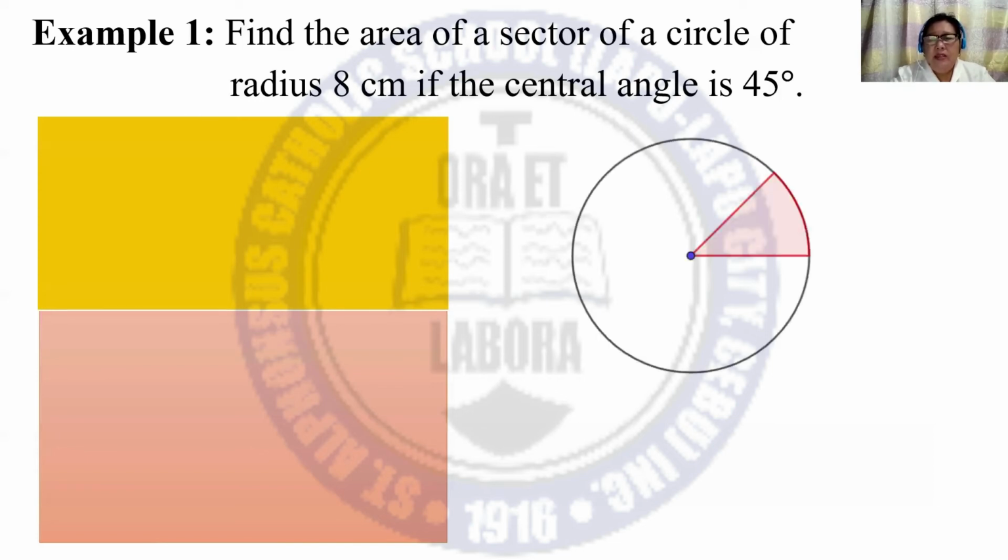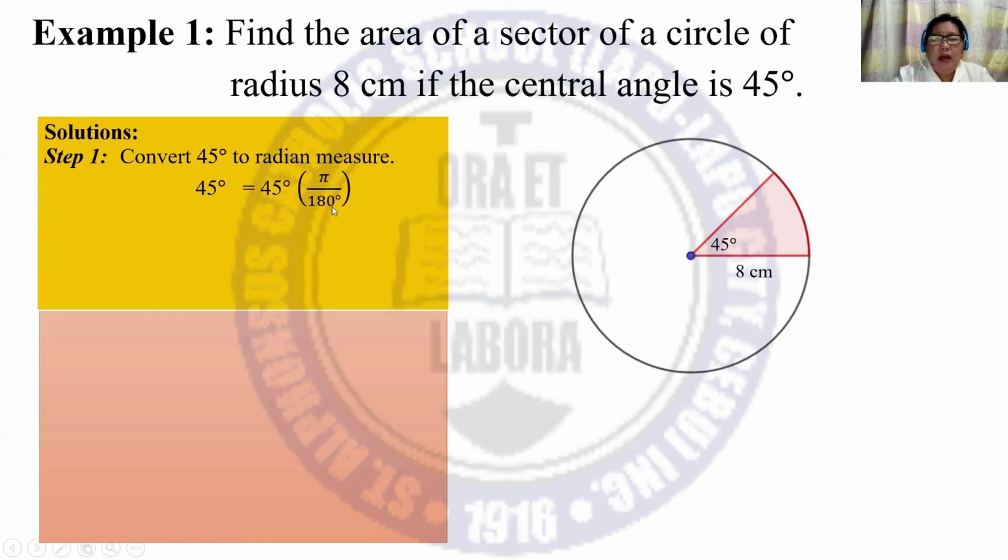So this is the illustration. Given this central angle equivalent to 45 degrees and the radius is 8 cm, first we have to convert 45 degrees to radian measure. So 45 times pi over 180 degrees. Then that is 45 degrees times pi over 180 degrees. Cancel degree unit and reduce 45 and 180, that is equivalent to pi over 4. So 45 degrees is just simply equivalent to pi over 4.